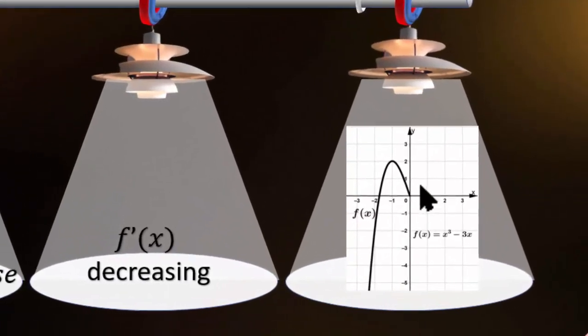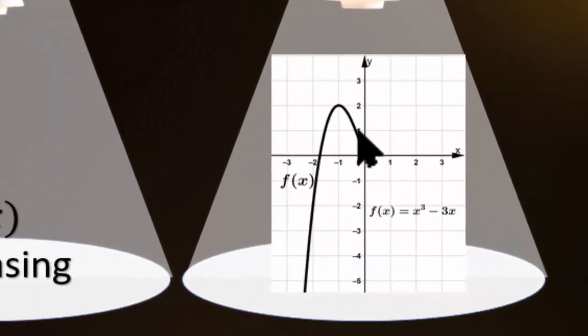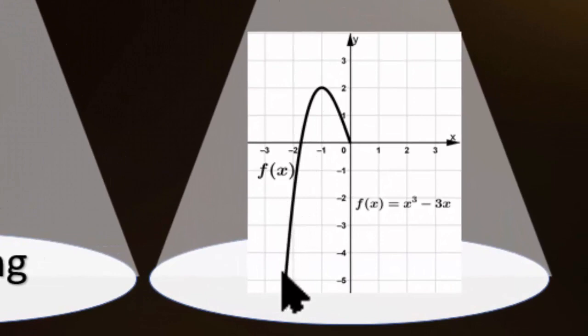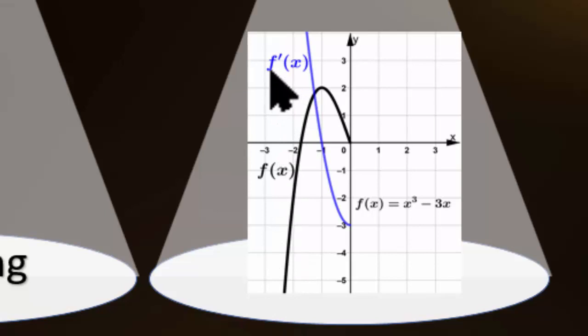As you can see here at this graph, this is the graph of the function, the black one, and the graph of the first derivative f prime of x is decreasing, as you can see here. It is decreasing, and the graph of the second derivative is under the x-axis.